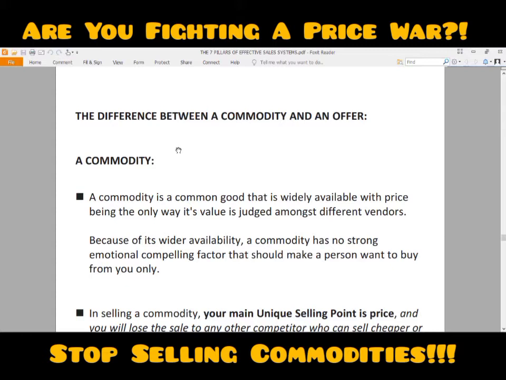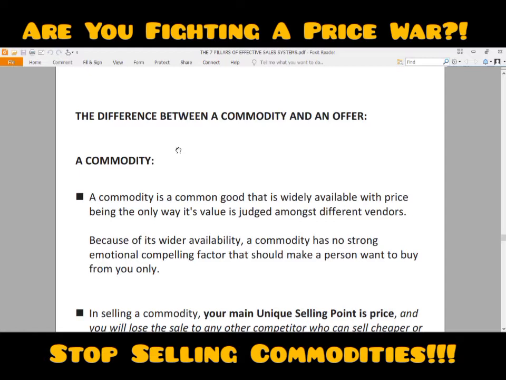The only way you judge the value of what you are getting compared to what other people are doing is price. So if somebody gives you a cheaper price, you feel like you're getting a lot more value. If the person is calling a higher price, you feel you're getting a lot less value for the money you're asked to pay. That's a commodity. It's a common good. Now, because of its wide availability, a commodity does not have a strong emotionally compelling factor.